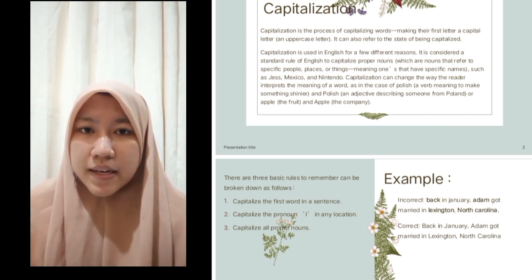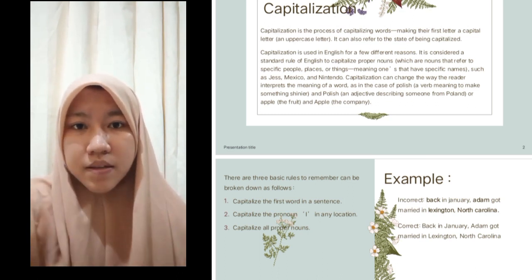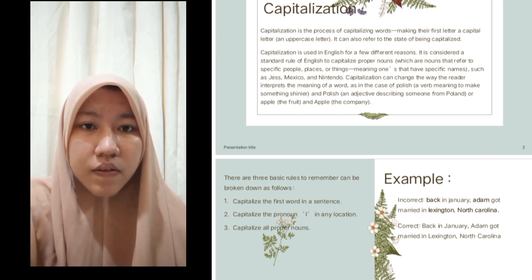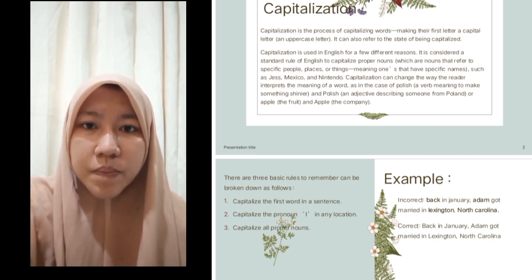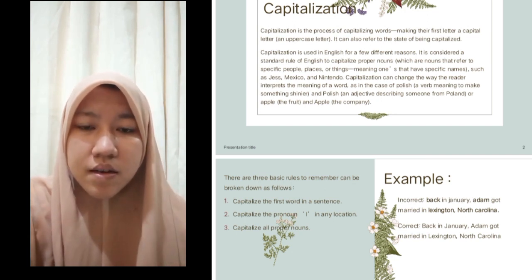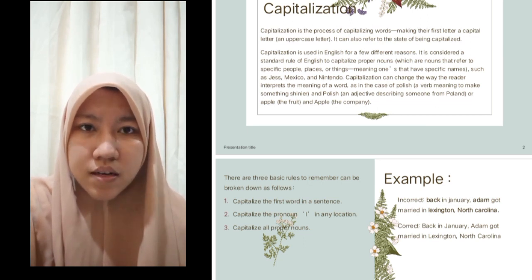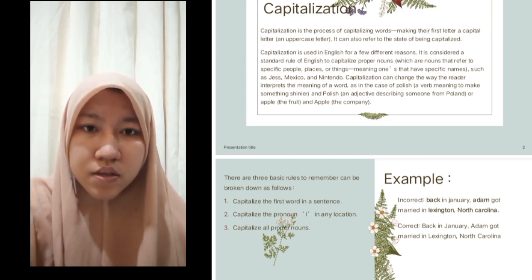The incorrect one: back in january, adam got married in lexington, north carolina. From the sentence above, there are several errors in capitalization. First, the first word of the sentence, Back, must be capitalized. The second one is proper nouns such as names, in this case Adam, month as January, and place as Lexington, should be capitalized. And the third one, if the name of the place has two words, in this case North Carolina, both words should be capitalized, not just the first word.